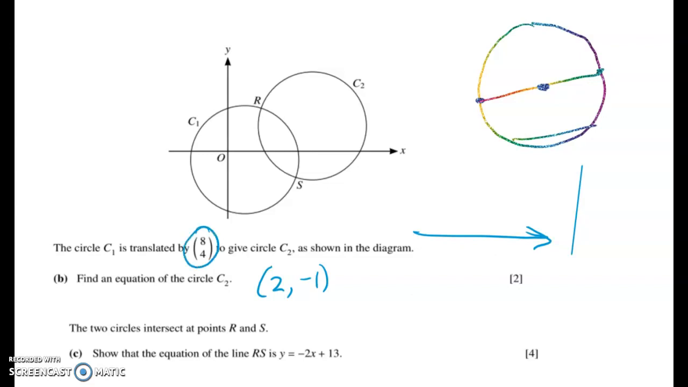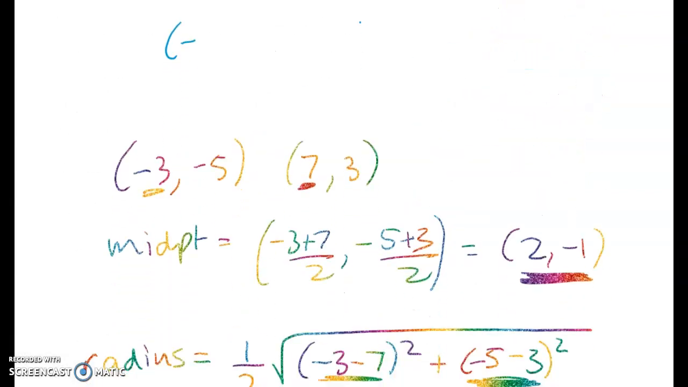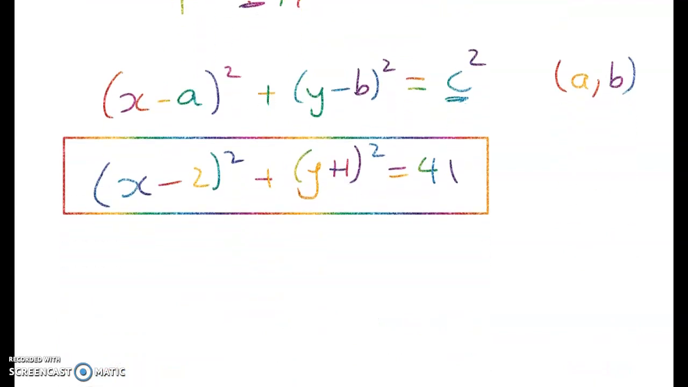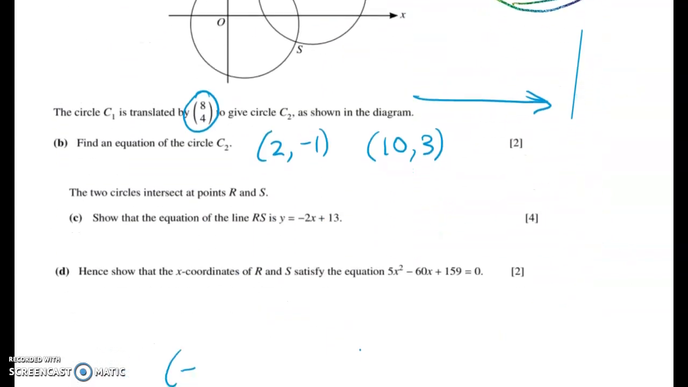So the center is translated, right? All of the points are translated, including the center. So the center is now going to be at 10, 3. And that means that the new equation is going to have those in it, right? So new circle, C2, will be this equation: x minus 10 squared plus y minus 3 squared. And the radius hasn't changed, right? So the circle hasn't grown, it's just a translation. So that was pretty easy, 2 marks.